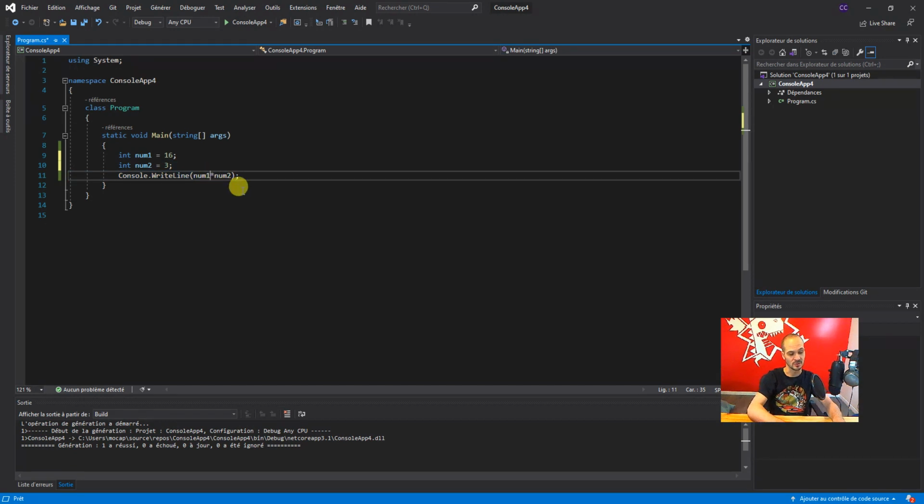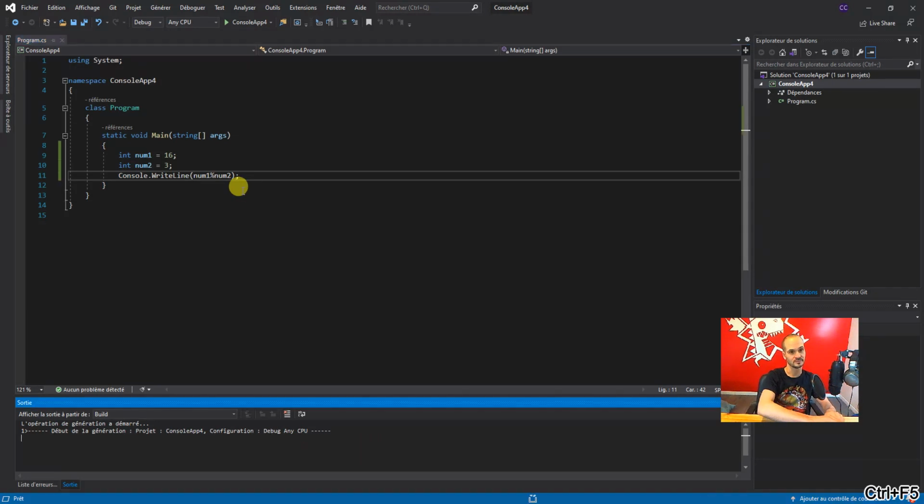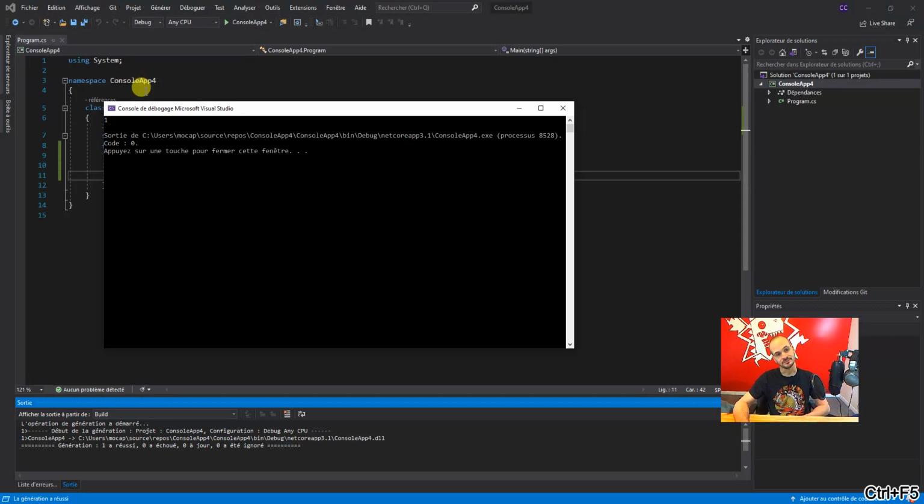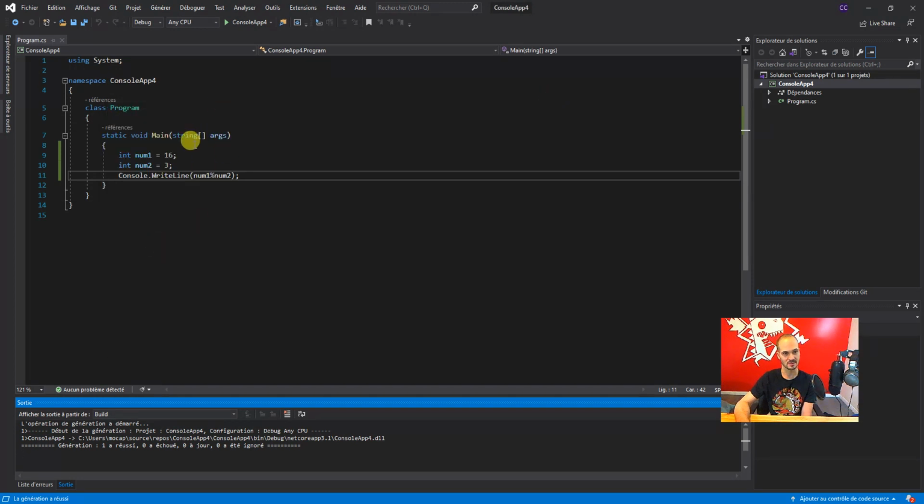So if I want to try this, the modulo sign is the percentage sign. So num1 modulo num2 is going to be the leftovers of 16 divided by 3, so it should be 1. Exactly, so you have the 1 there. That's the basics of operators, not more complicated than that. You're going to see some different ones in the next videos, which are a little more interesting because they're used to compare things. But when you have some little basic maths to do, these are the main ones you can use.